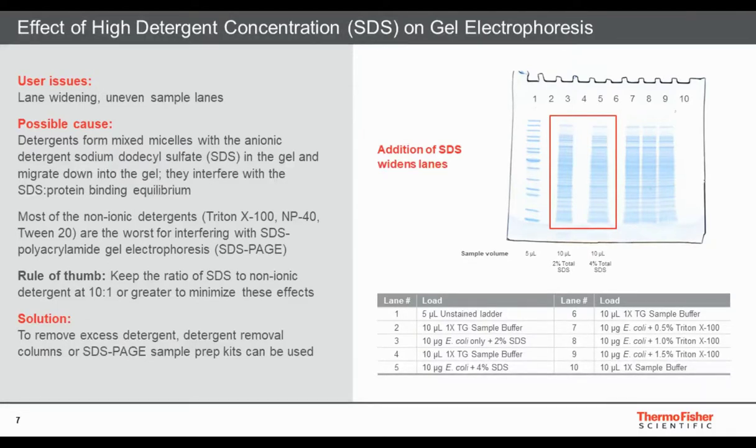your right-hand side. Increasing SDS concentration results in lane widening and uneven sample lanes. As you can see, lane number 5 is much wider compared to lane number 3, and there is twice as much SDS concentration in lane 5. So these are the artifacts caused by having an increased amount of SDS in your samples.